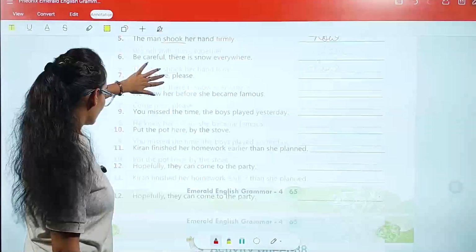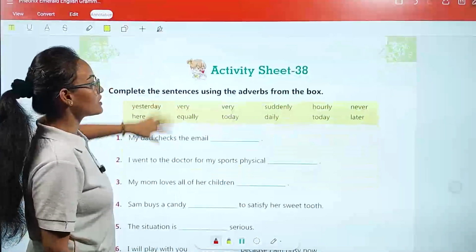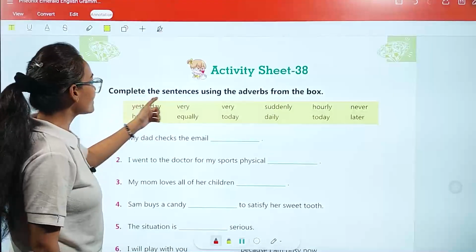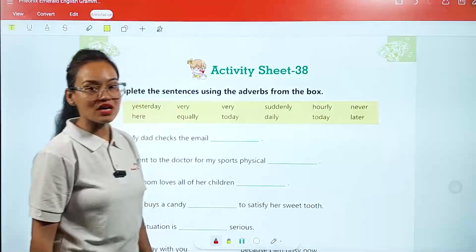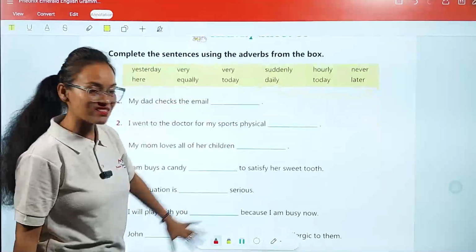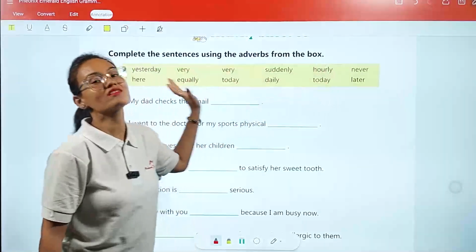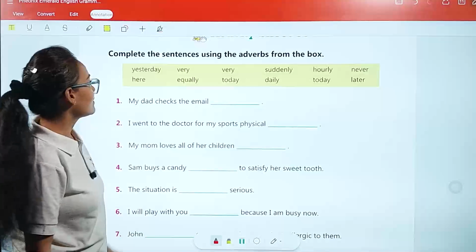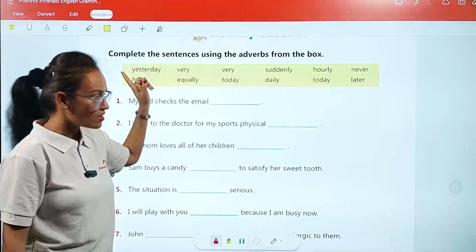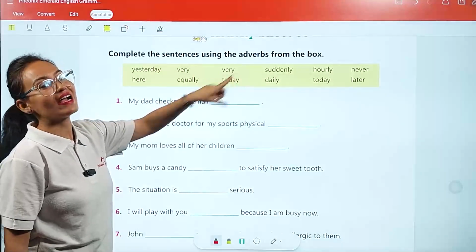Okay, now activity sheet number 38. Here what do we have to do? Complete the sentences using the adverbs from the box. Here, my dear students, fill-in-the-blanks are given and we are going to fill them with the help of the words given in this yellow colored box. The words written in the yellow box are all adverbs.